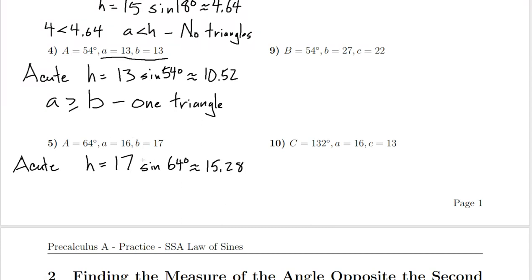Now we'll notice that our H is less than our A, and that A is less than B. And this tells you this is one of those cases where you have two triangles. Go ahead and do number 6.